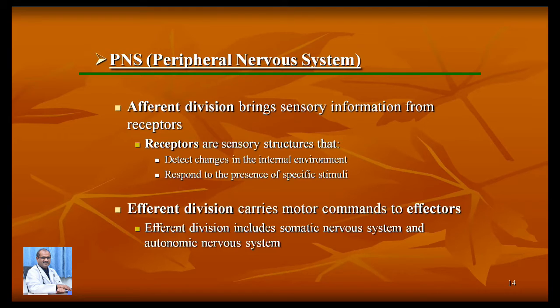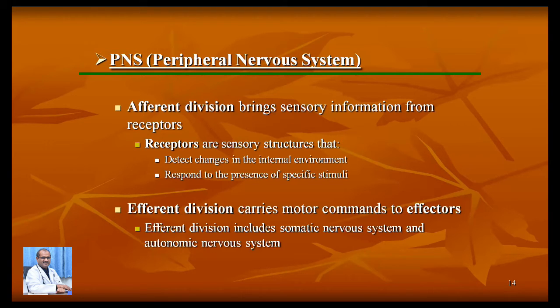Suppose the skin is sending the information from the soma or body, the somatic nervous system. And the receptors are sensory structures that detect changes in the internal environment and respond to the presence of specific stimuli. And efferent divisions carry the motor commands to the effector. Afferent means sensory, away from the organ, carrying the impulses from the organ. Whereas efferent brings the impulse to the organ for bringing some change or secretion.